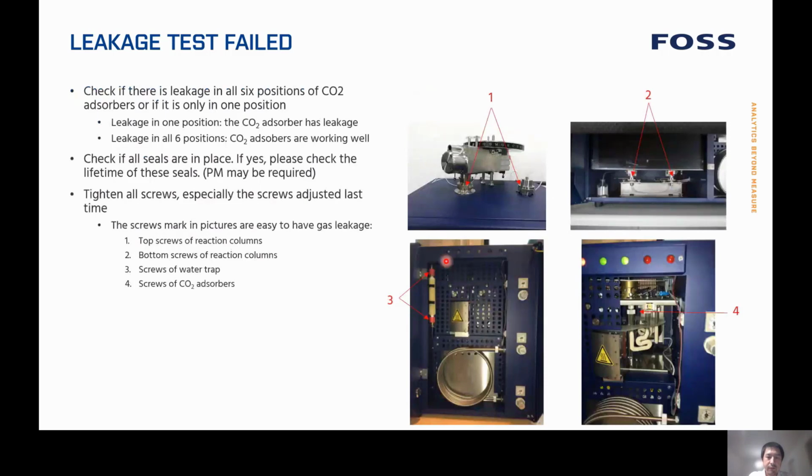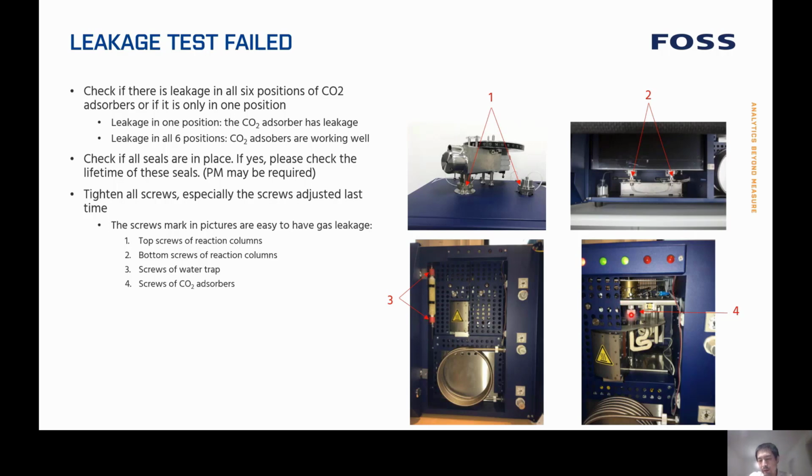And here is some information on where you can expect the leakage from. Here are some pictures showing where the leakage usually comes from. These are all the positions where you change the consumables. This is the top of the two reactors, the combustion reactor and the reduction reactor. This is the bottom of the combustion reactor and the reduction reactor. This is the water trap, the silica gel, the two ends, because you have to take out this water trap, refill it and put it back. So there is a risk of leakage at these two positions.